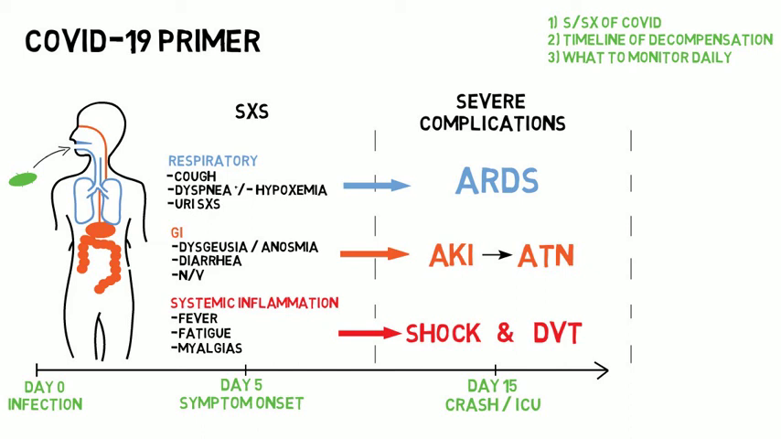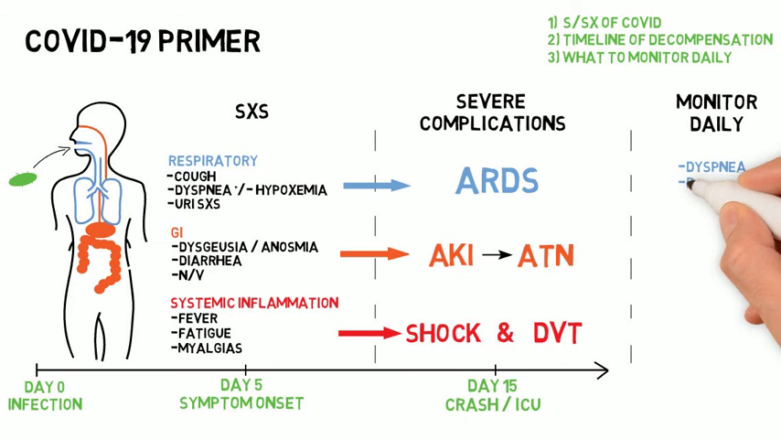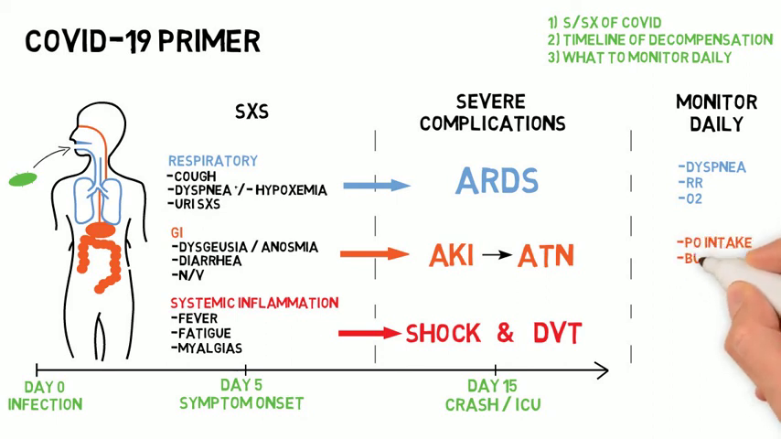So, based off all this, what should you monitor? Every day, monitor subjective dyspnea, respiratory rate, and oxygen needs. And also recognize that some of these patients have worsening hypoxemia before they have dyspnea. Next, monitor PO intake, BUN, and creatinine daily, and offer supplemental nutrition early. Finally, check your patients for signs and symptoms of DVT every day, but also be cognizant that these patients can have DVTs and PEs without any evidence of lower extremity edema.